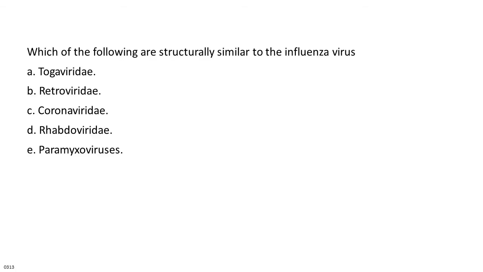Which of the following are structurally similar to the influenza virus? A. Togaviridae. B. Retroviridae. C. Coronaviridae. D. Rhabdoviridae. E. Paramyxoviruses.